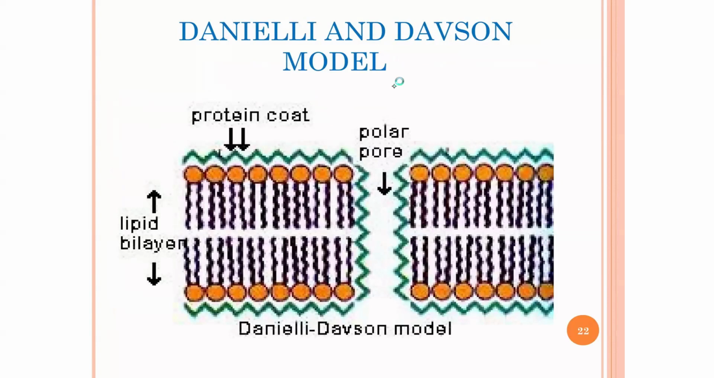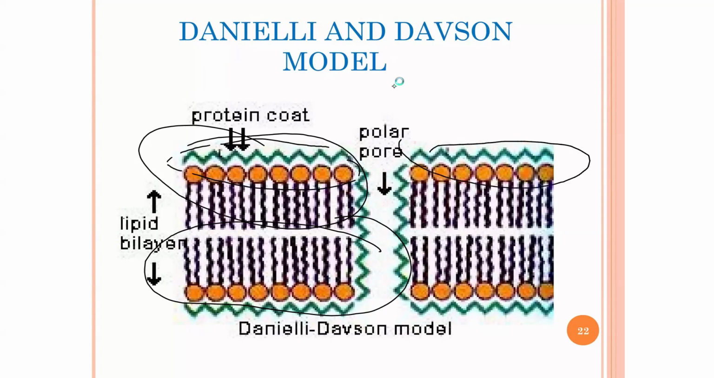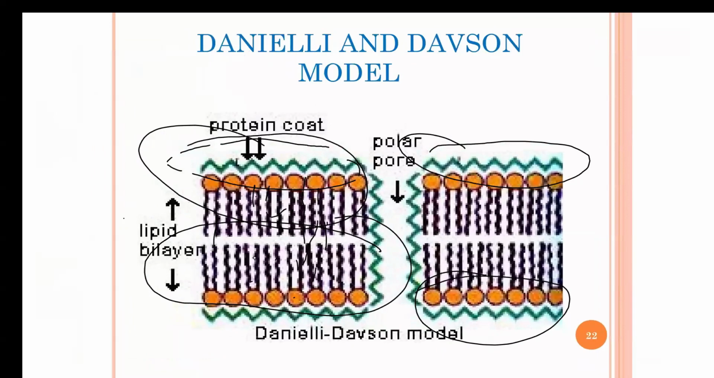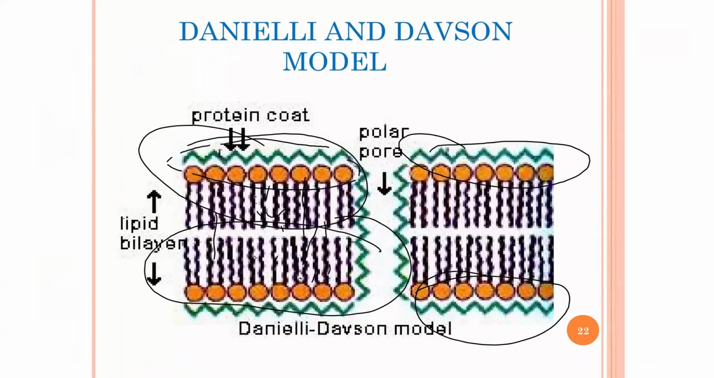Daniel E. and Dobson. So you see the model, it says that, okay, this is the polar head and this is the lipid bilayer. So if you look at it, you can see clearly that this is one layer and this is another layer. And that is the meaning of lipid bilayer. And this component is the polar heads. And this is the non-polar tail. And apart from this non-polar tail, this is also a pole where a polar molecule is labeled. So you see the concept of Daniel E. and Dobson is just about the lipid bilayer nature of the cell membrane.